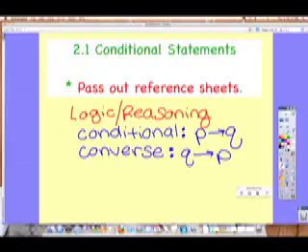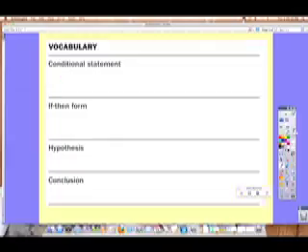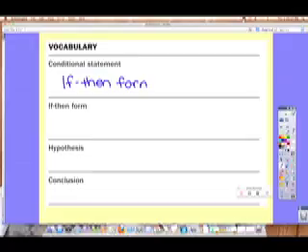So the first thing in your notebooks is conditional statement. Guys, a conditional statement is a statement that is in if-then form. So you can take a sentence and toss in an if, toss in a then, and make it a conditional statement. So let me think of something ridiculous. All right, Miss Bateman watches Biggest Loser and cries. That's just a statement. Maybe it's true. I don't know. All right, so if we're going to make it conditional, it would have to be if Miss Bateman watches Biggest Loser, then she cries.